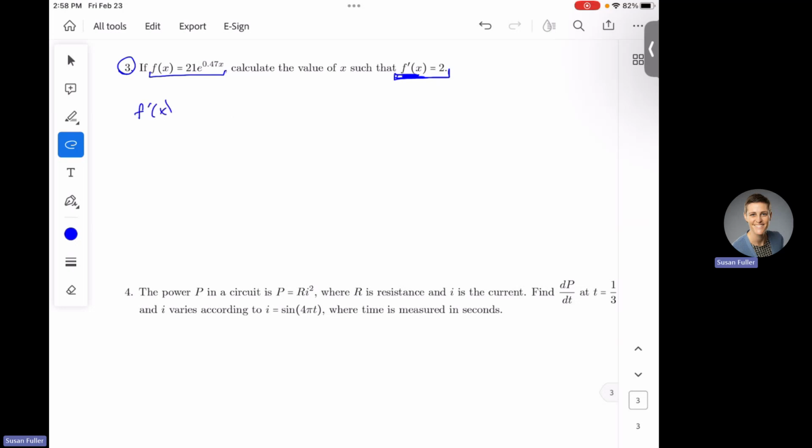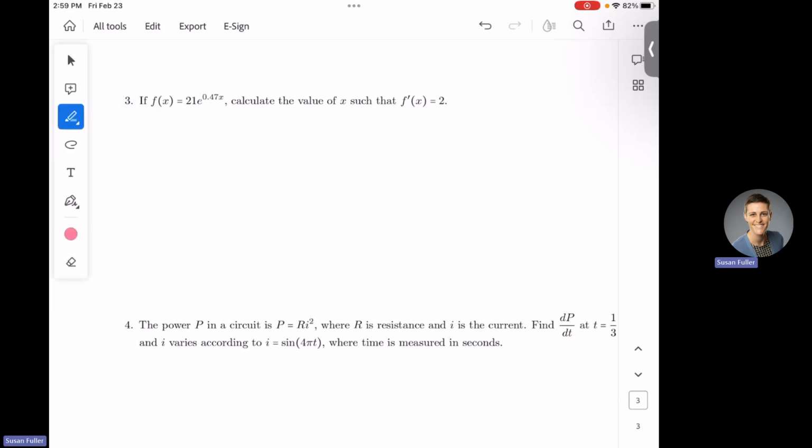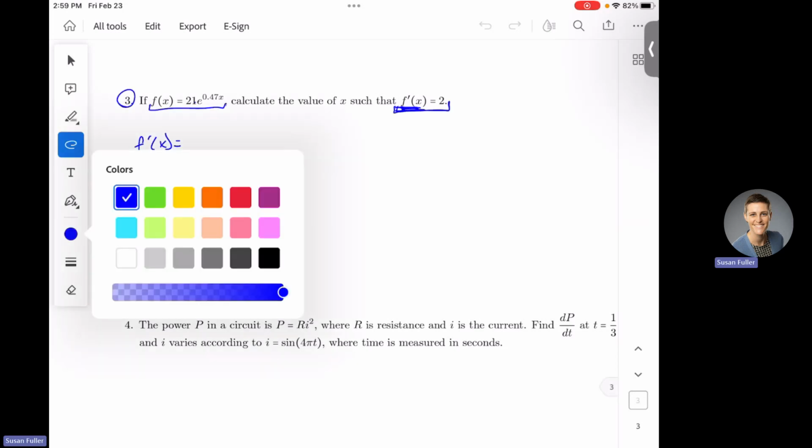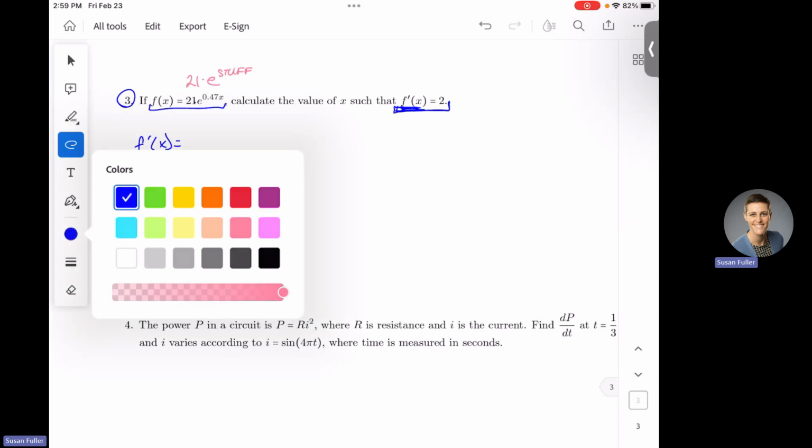So if I want to find f prime of x, I'm going to have to take the derivative of f of x here. So I've got 21 times e to the 0.47x. So this is a number times e to some stuff. I know how to take the derivative of e to the x, but this isn't just e to the x. This is e to some stuff. So this is 21 times e to some stuff. How do you take the derivative of 21 times e to some stuff?